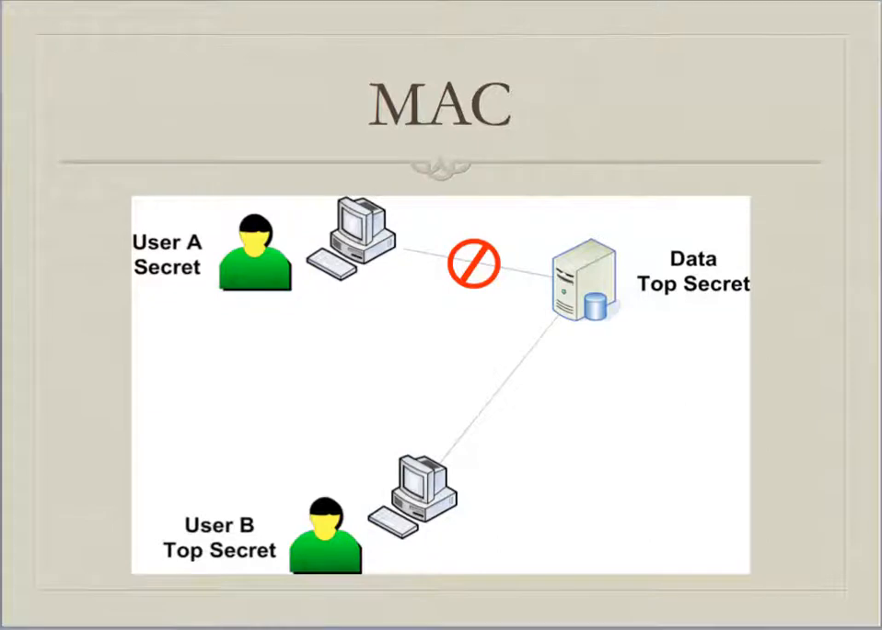User B, on the other hand, has a top secret classification and can access the data if the role that she's been configured with is supposed to have that access to that data for business operation.